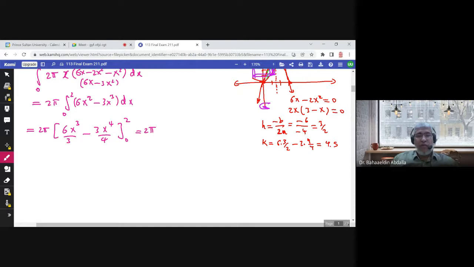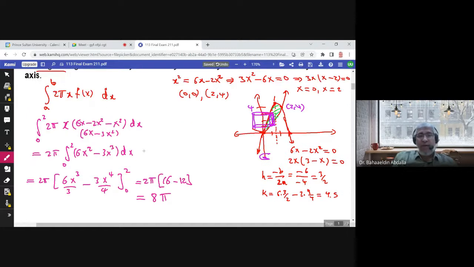So I have 2 pi. Let me now replace x by 2. 6 over 3 is 2. 2 times 2 to the power 3 is 16. Okay, minus 2 to the power 4 is 16 over 4 times 3. This would be 12. So 16 minus 12. And if I replace x by 0, I will get 0 here, minus 0. So that's the answer. 16 minus 12 is 4 times 2, 8 pi. So the volume is 8 pi.